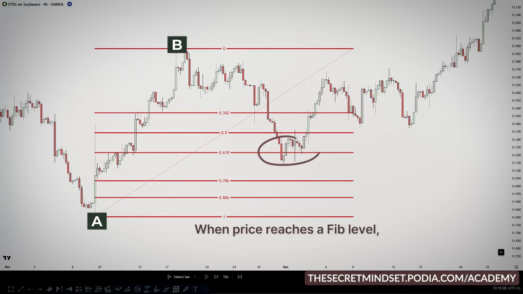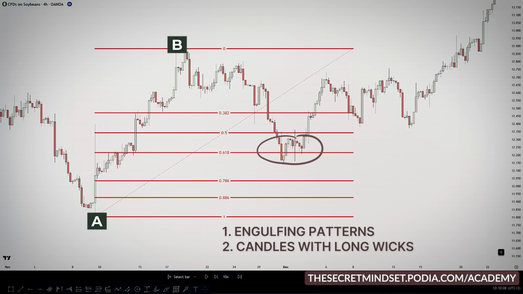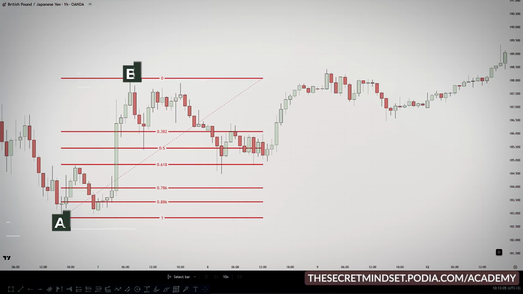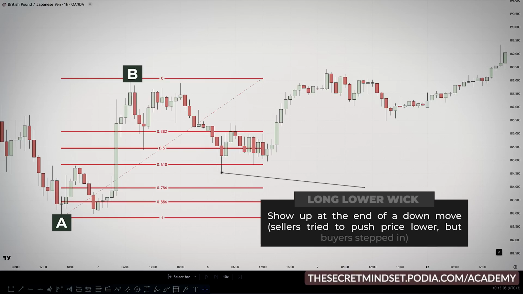Now, when price reaches a Fib level, look for specific candlestick patterns. These patterns can confirm if the level is likely to hold or break. It's like getting a second opinion before making a trade. There are a lot of candlesticks, but the most useful patterns at Fib levels are engulfing patterns and candles with long wicks.